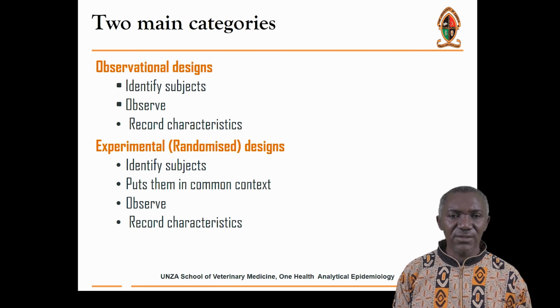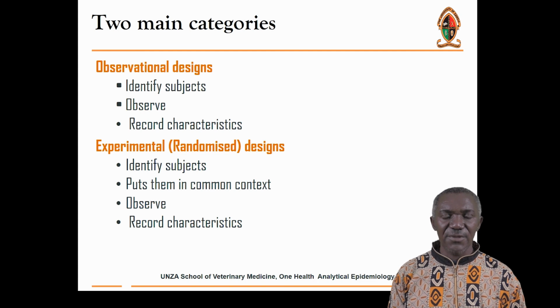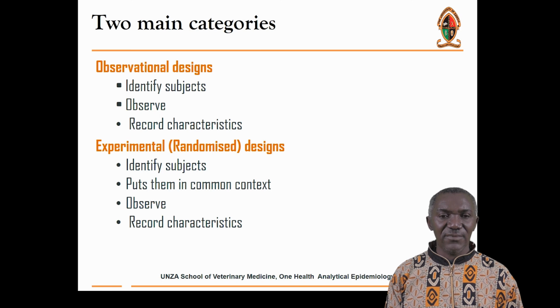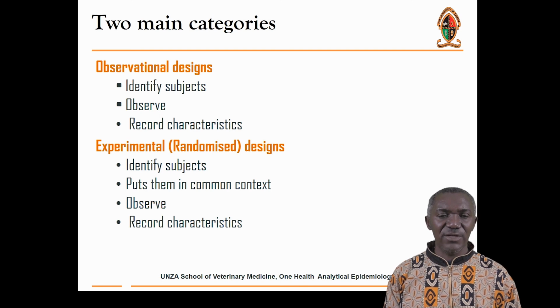Whereas in an experimental study, something else happens. You identify your subject. You may want to see the relationship between the factor and the outcome of interest. For instance, how effective is chloroquine in treating malaria? So you have chloroquine and you have malaria. What you do is identify your subjects, people with malaria, and then you put them in a common context. And remember that we said there are certain studies that will need a control.